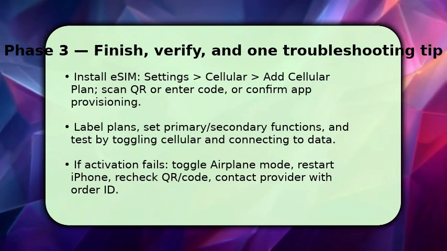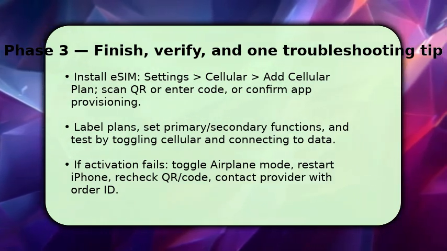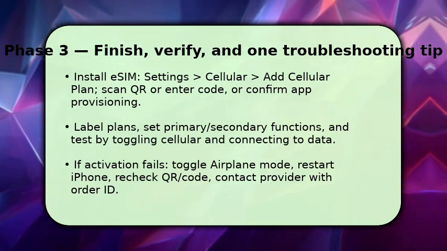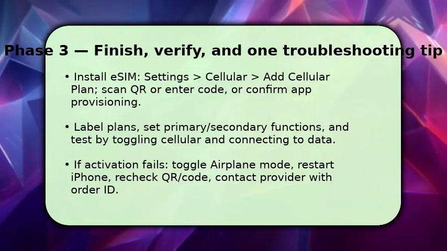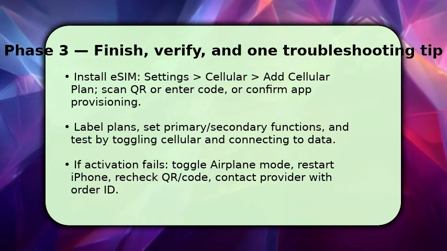You install the eSIM by opening Settings, tapping Cellular, then Add Cellular Plan, scan the QR or type the code, or let the carrier app finish provisioning. Once installed, label the new plan and choose which line is primary for voice and which for data. This prevents billing or routing mistakes.